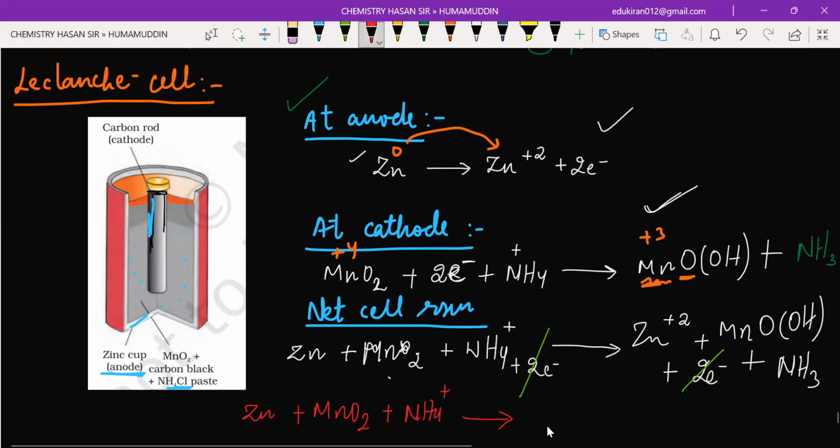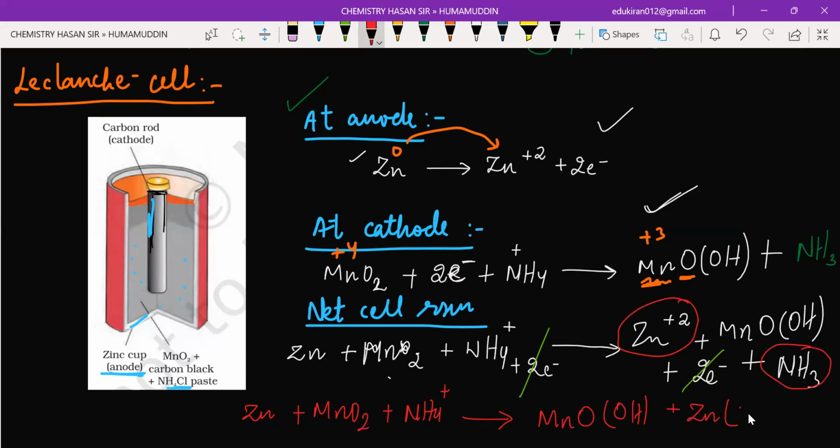First I'm going to write MnOOH, and then this Zn plus 2 and NH3 react together to form a complex, that is Zn(NH3)4 raised to the power plus 2. Please do write it. This is your net cell reaction.